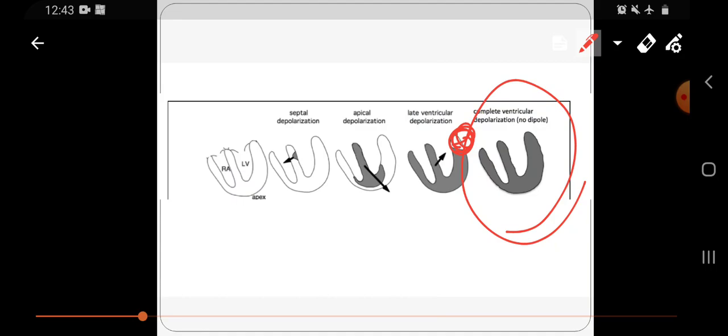Because all of the ventricular muscle mass is depolarized and it is still in the refractory period. So this impulse, which entered from the atria, which depolarized the septum and spread into the endocardial surfaces, then the epicardial surfaces, it now has no place to go.